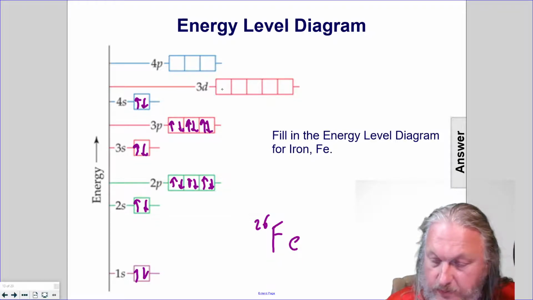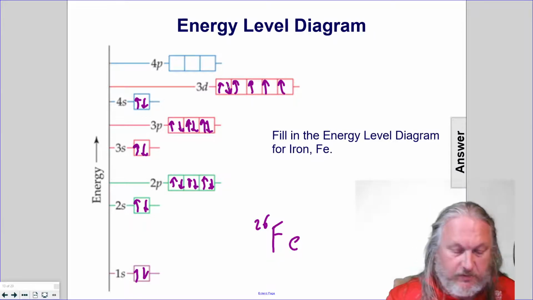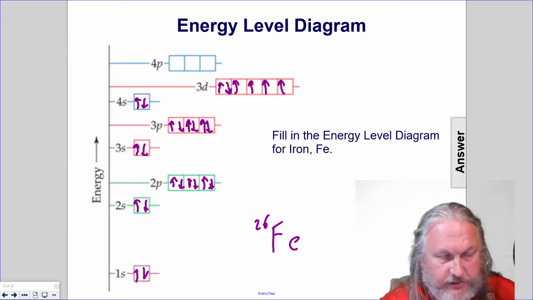All right, so I'm at 20, 21, and I've got to fill this one next. 22, 23, 24, 25, and finally 26. So that would be iron's energy level diagram.